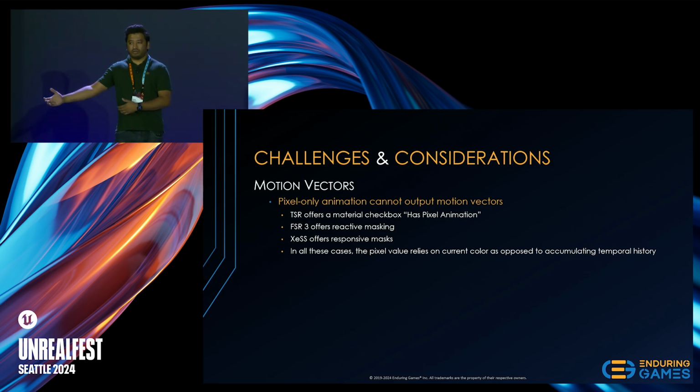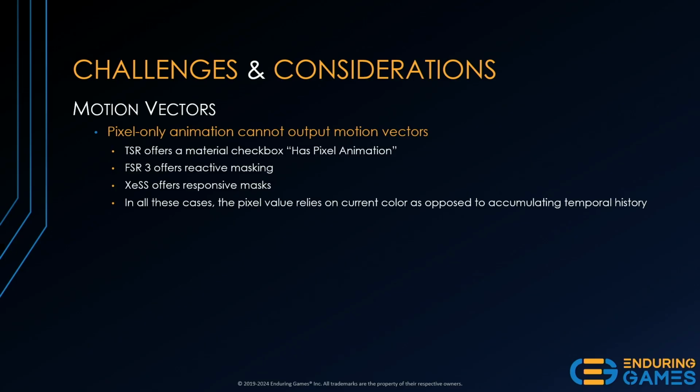Pixel animation cannot output motion vectors. Motion vectors is more of a vertex shader driven option, and pixel animation tends to circumvent that. So different technologies have a way of doing masks based on checkboxes and shading models, which directly drive a mask. And it will just throw away the temporal history and use the current frame instead.